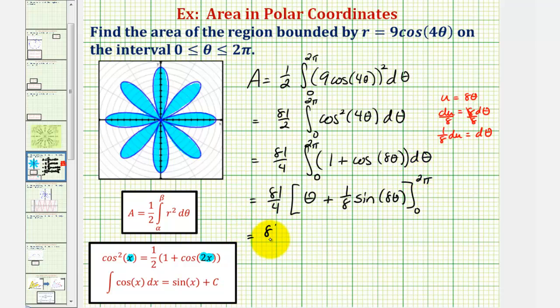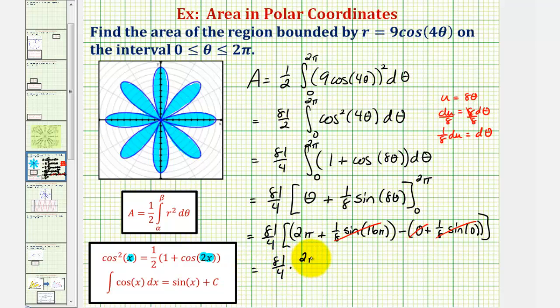so we would have 81 fourths times, when theta is 2 pi, we'd have 2 pi plus 1/8 sine 8 times 2 pi, that's 16 pi, minus when theta is 0, we'd have 0 plus 1/8 sine 0. Well, sine 16 pi would be 0, so this product is 0. Of course, that's 0, and sine 0 is also 0. So this works out nicely to 81 over 4 times 2 pi over 1. Simplifying, the exact area would be 81 pi halves square units.